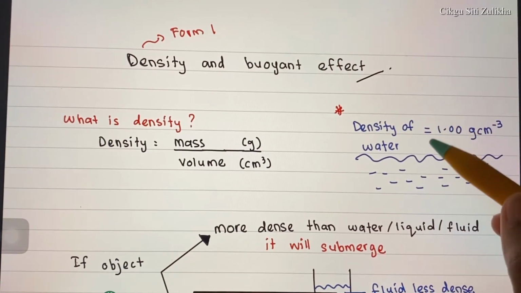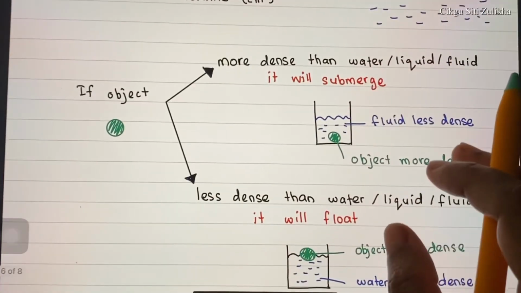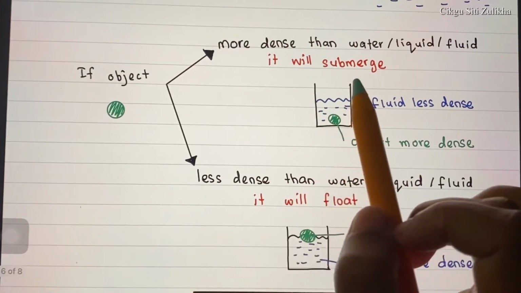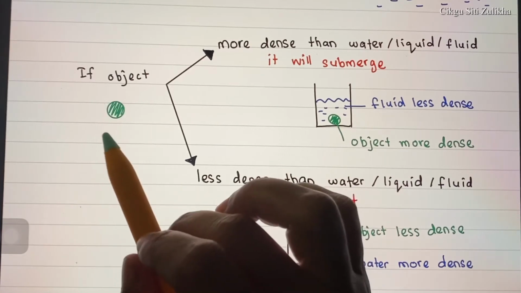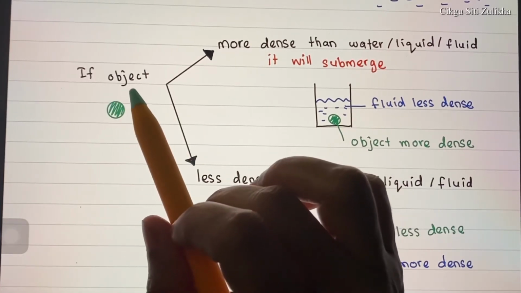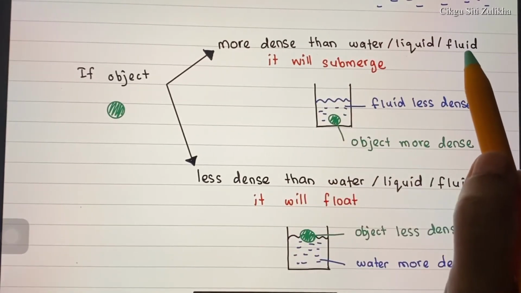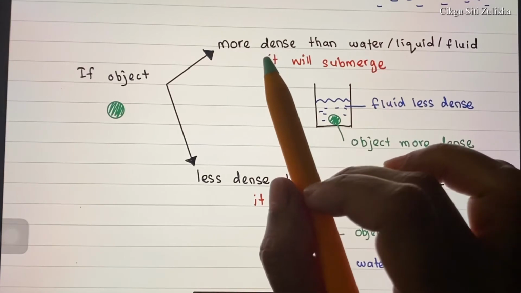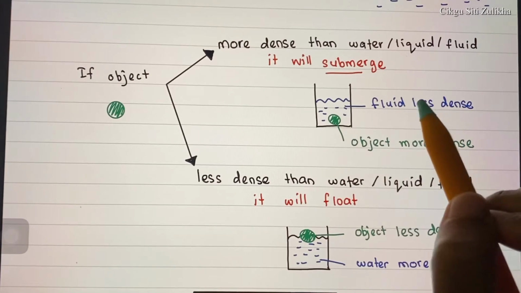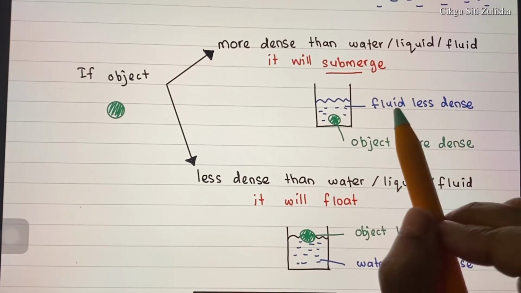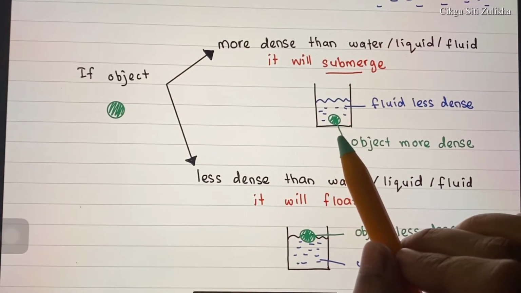Density dia adalah 1 gram per centimeter cube. So, sesuatu objek boleh submerge and float. If an object, cikgu ambil this green ball ni, if objek itu more dense than water, liquid ataupun fluid, what happen? That object akan submerge. So, dekat sini cikgu ada bagi contoh, objek lebih dense daripada fluid. So, objek tu akan tenggelam, akan submerge, sink at the bottom.